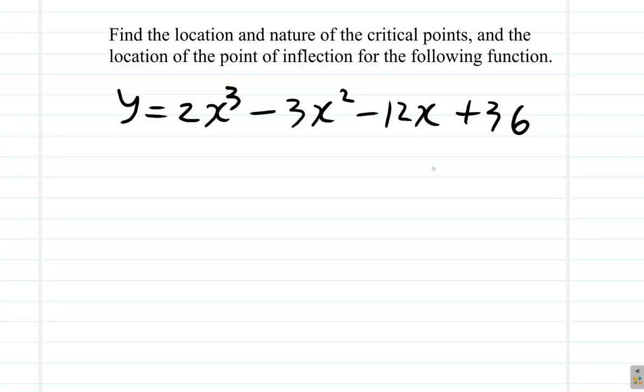Find the location and nature of the critical points and the location of the point of inflection for the following function.